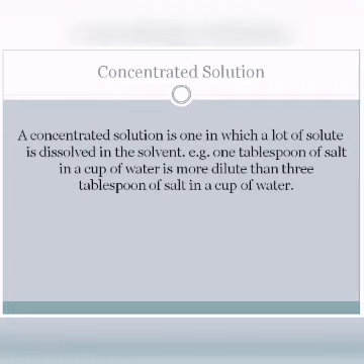Concentrated solution. A concentrated solution is one in which a lot of solute is dissolved in the solvent. For example, 1 tablespoon of salt in a cup of water is more dilute than 3 tablespoons of salt in the same cup of water. So, a concentrated solution contains a lot of solute as compared to the dilute solution, which contains very little solute.